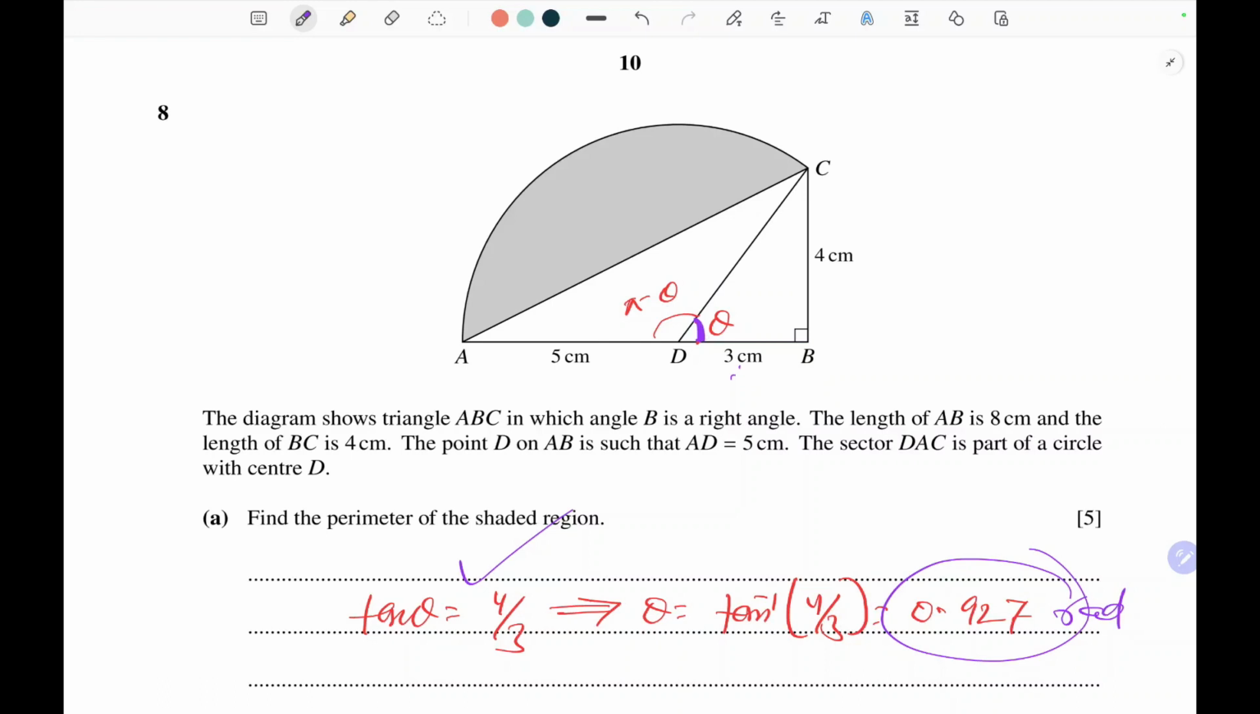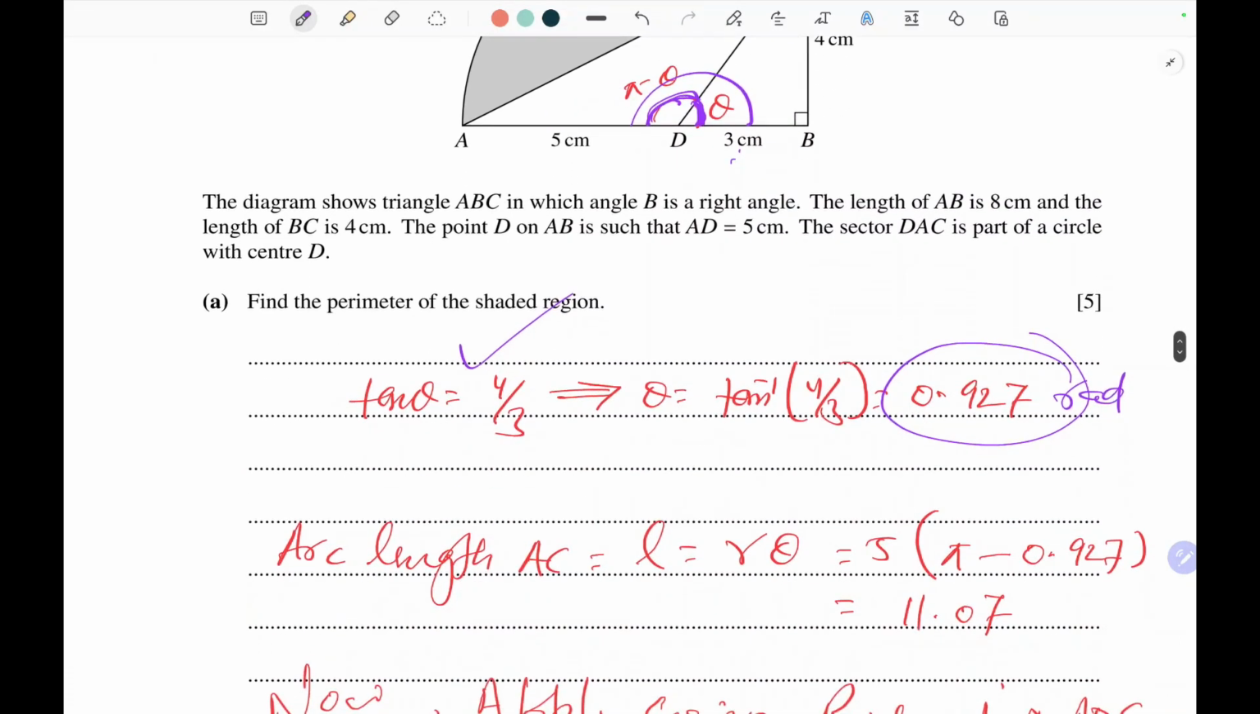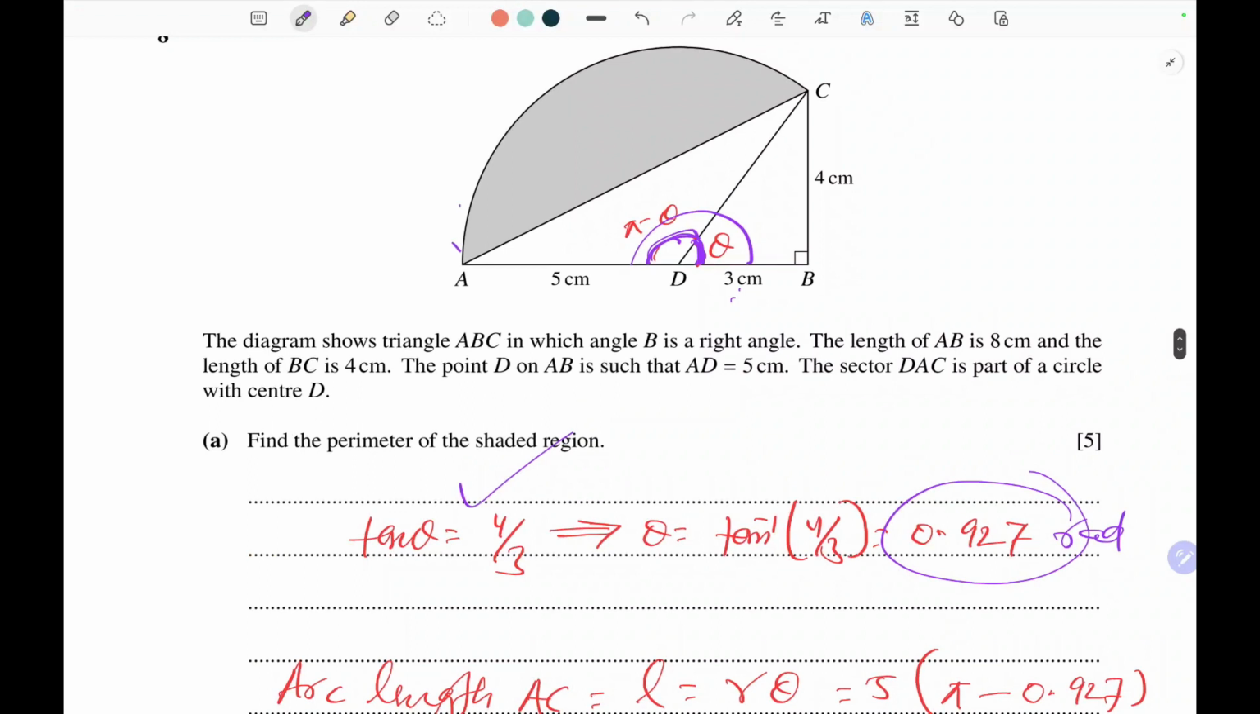Okay, so this angle is 0.927. But this angle will be pi minus theta because this whole is pi, so this will be pi minus theta. Okay, so find the perimeter of the shaded region. So perimeter means we have to find this arc length plus this AC length.